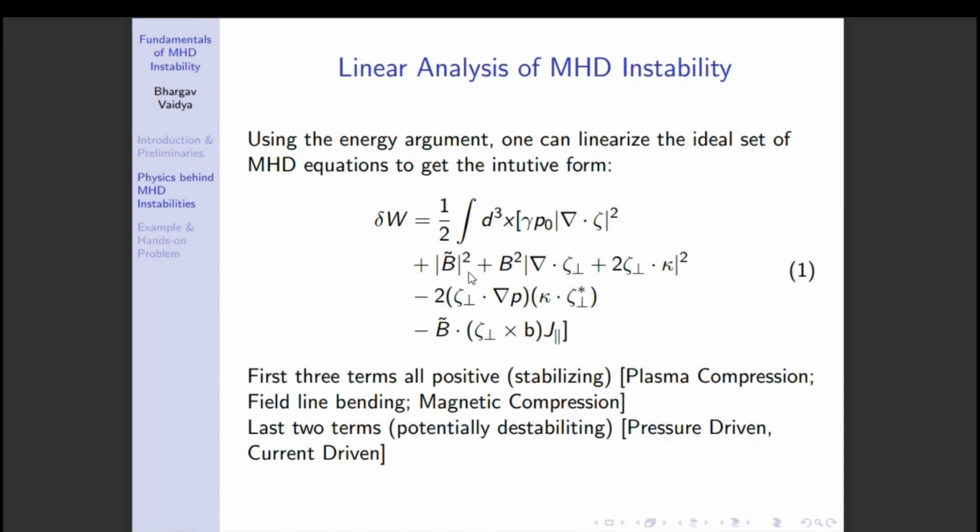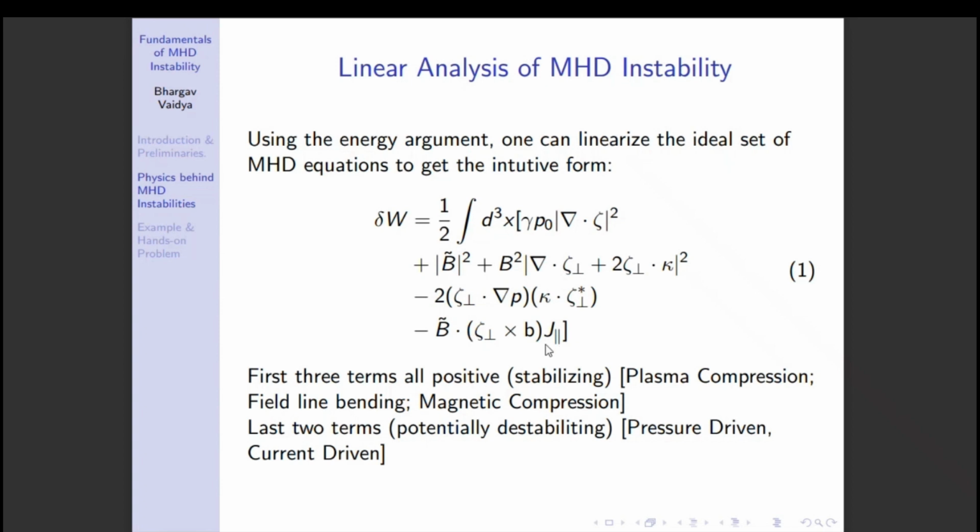Because delta W, remember, original basic physics, delta W has to be less than 0. Now there are two terms which are destabilizing. One has the gradient of pressure, and this gradient of pressure will determine the pressure-driven instabilities. And then you have a parallel current, which gives the current-driven instabilities. All the terms are inside the integral.